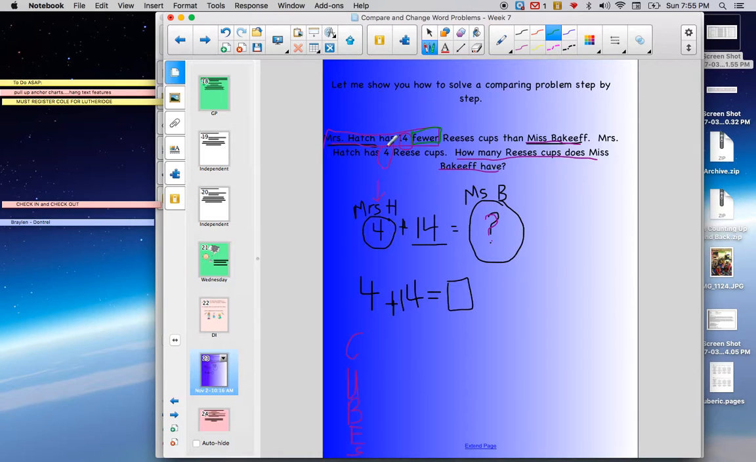Miss Hatch has 4 Reese's Cups. Notice I put 4 in my circle because we already know how many she has. So the only other number I had left was 14, so that's why it goes there. So now I can solve it.